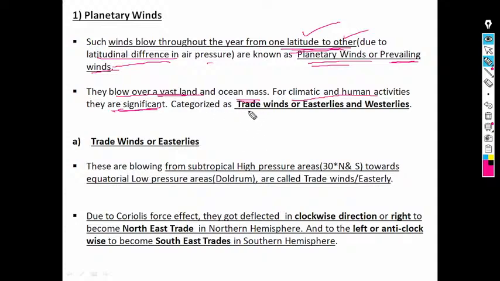They are categorized as trade winds, easterlies and westerlies particularly. Due to latitudinal difference in air pressure, it is known as planetary winds or the prevailing wind. They blow over a vast land and ocean mass, and for climatic and human activities, they are very significant.